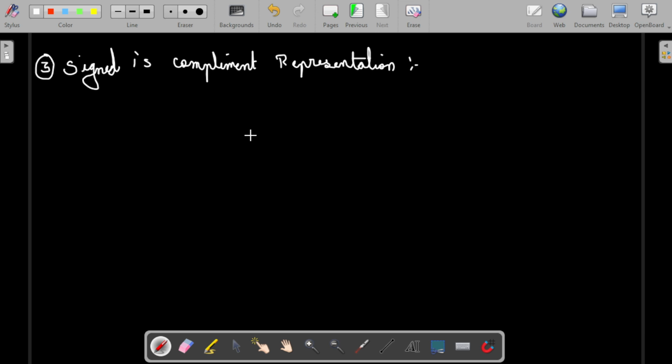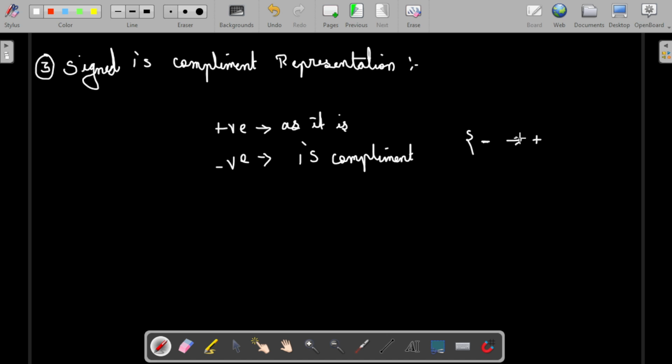So in signed 1's complement representation, if the number is positive, it is represented as it is. Positive numbers can be represented as they are, so there is no change. If the number is negative, then it is represented in 1's complement. I already said the complement is nothing but the conversion from minus to positive. That is why for negative numbers we take the complement. So let's take an example of how we can represent the numbers.